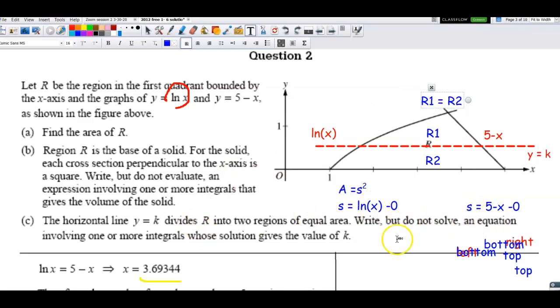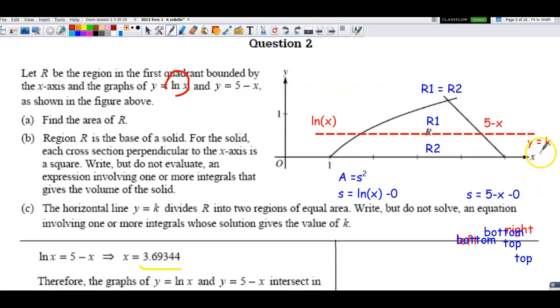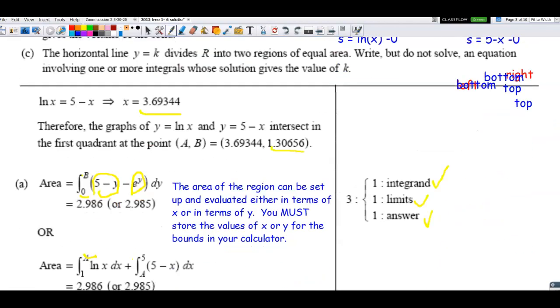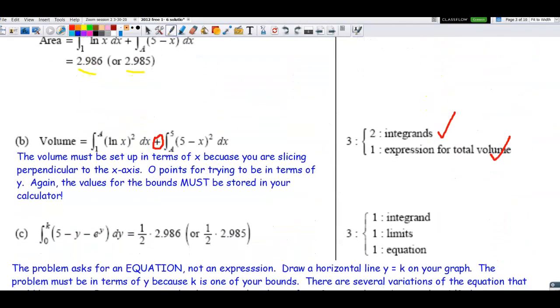Write but do not solve an equation involving one or more integrals whose solution gives the value of k. All right, so I don't know where y equal to k goes, but I need to treat k as a number. That's a very important thing. All right, so there are a couple of ways to handle this. If you think about our work from earlier, we already found the entire region of area. So I'll show you a couple of ways that we do down here.